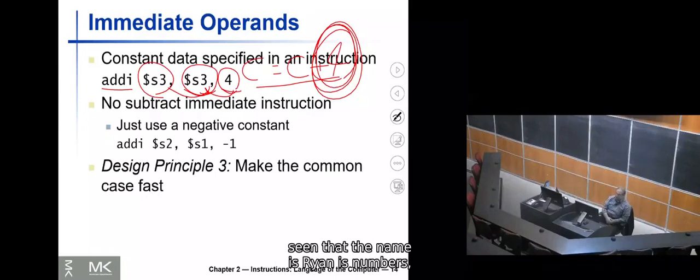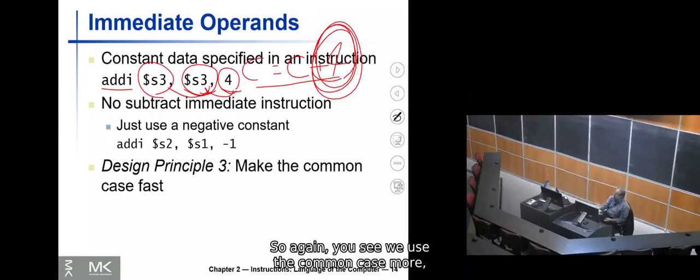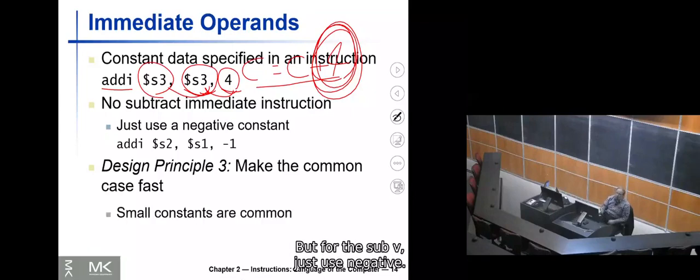You know, I guess you have seen the negative numbers in ITI 1100. So again, you see, we use the common case more. Whichever is used more. Add immediate, we need that. Sub immediate, we need less. So we make the common case faster. We make an instruction for this more common instruction, and we make it fast. But for the sub I, we just use negative.